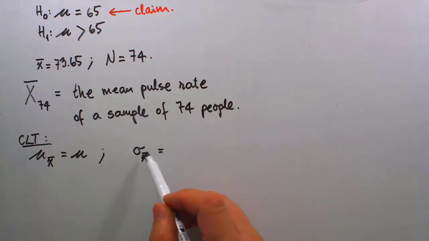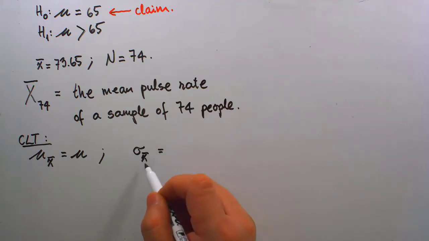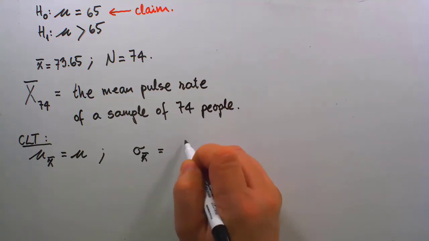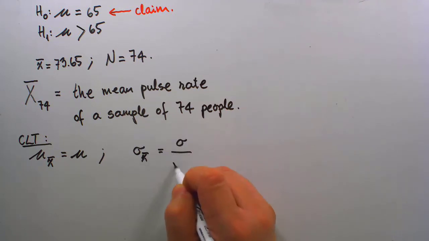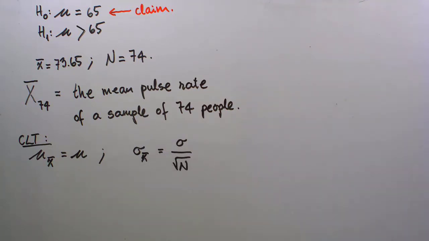And so the average spreading, or standard deviation of sample means, is calculated by sigma divided by the square root of the sample size that we're given. So that is just a quick reminder about how we can apply our central limit theorem in this kind of problem.